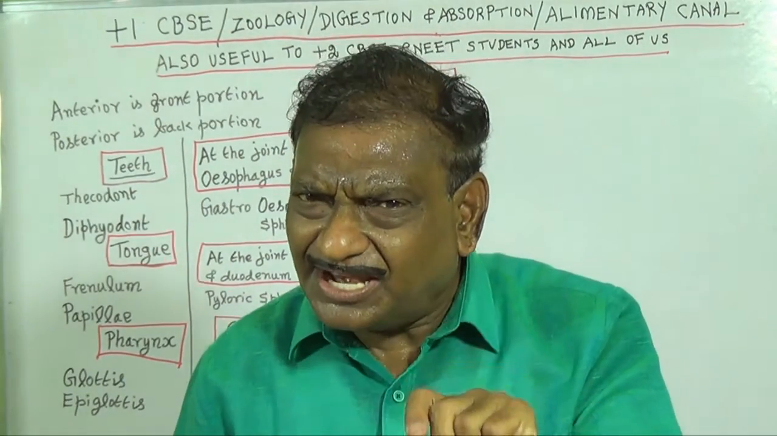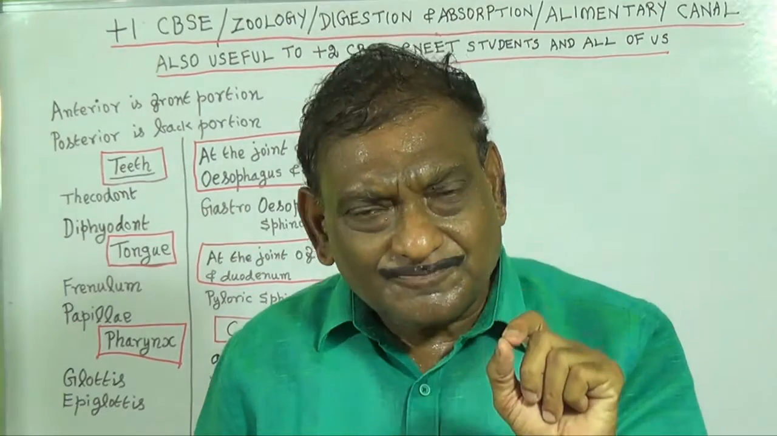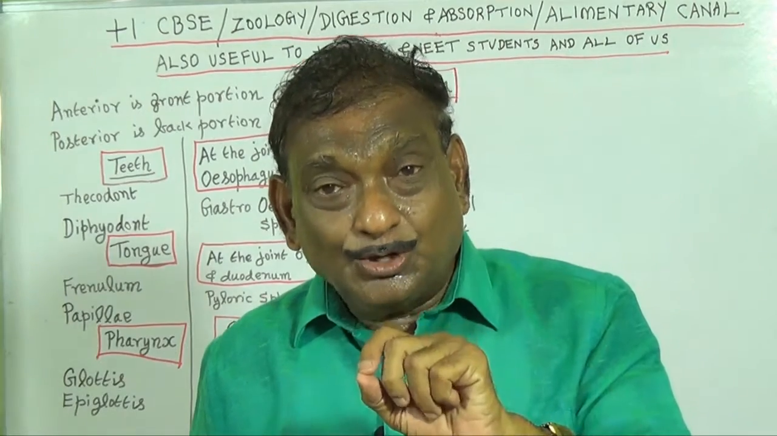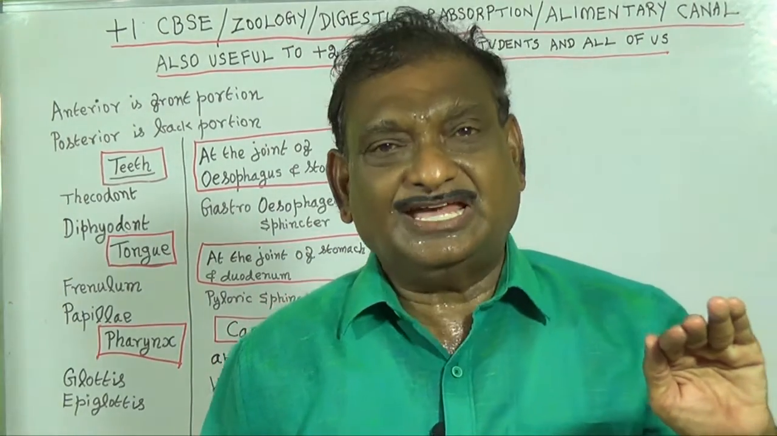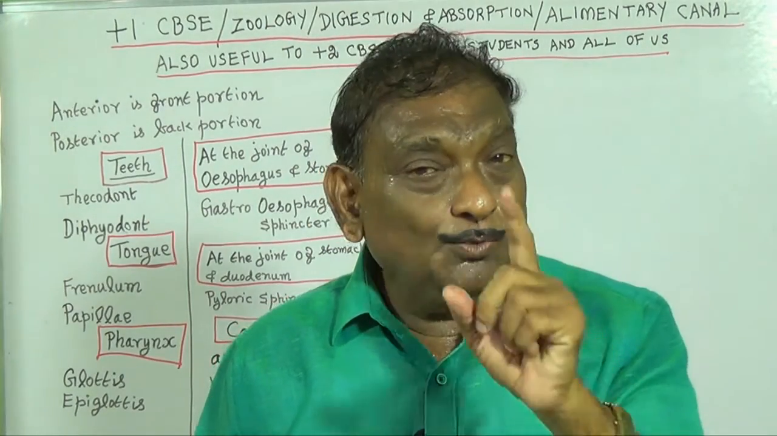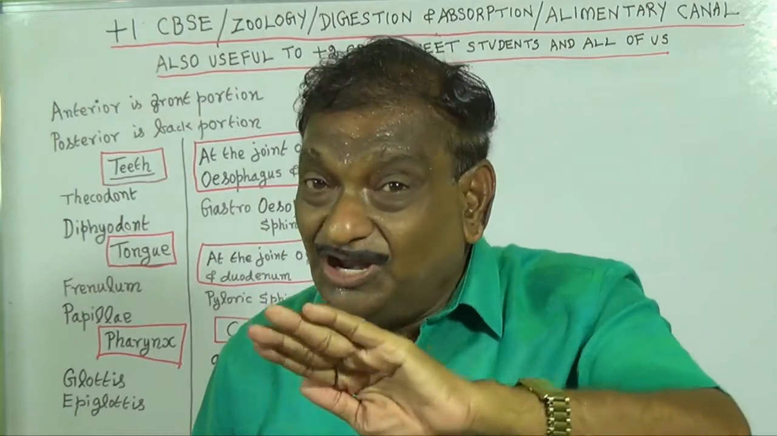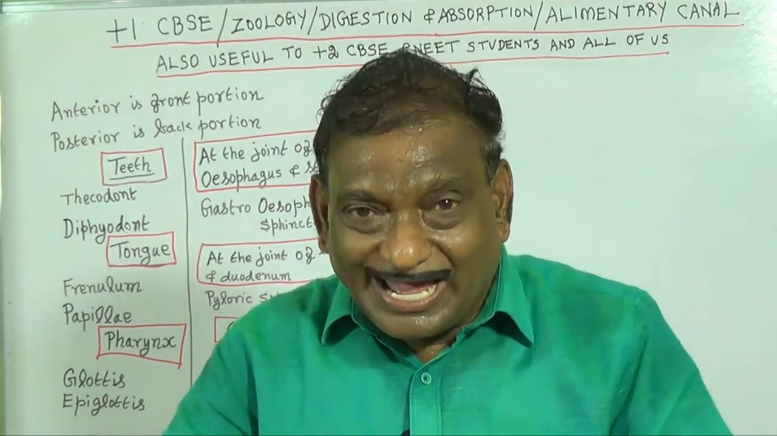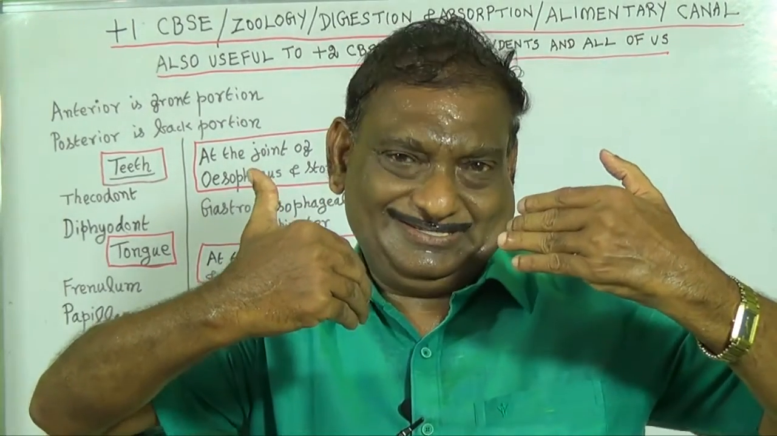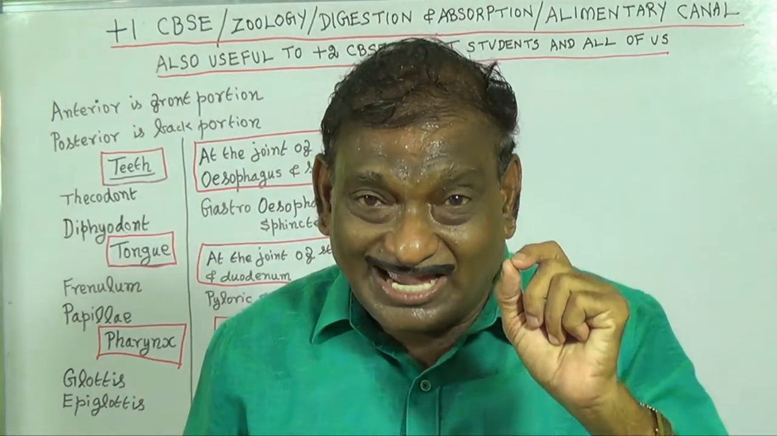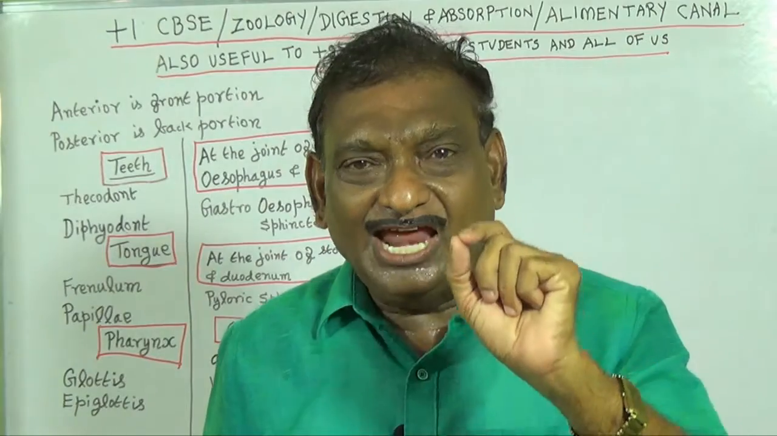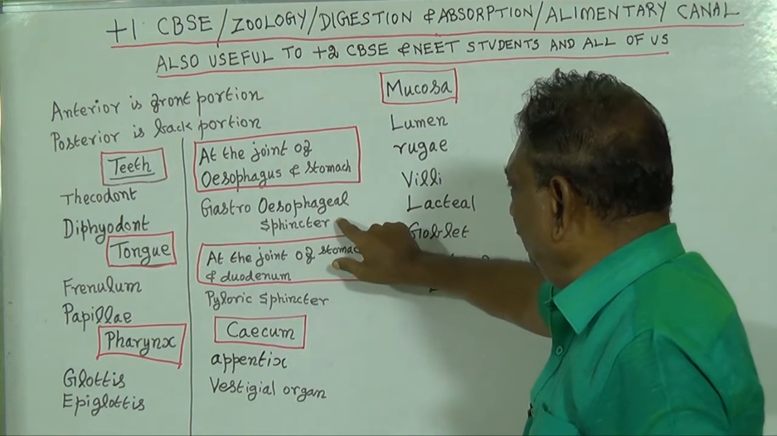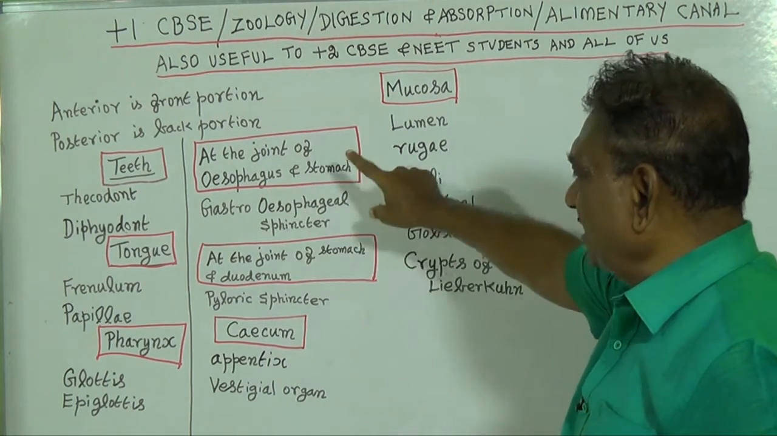What is sphincter? This sphincter is a valve. What is the function of the valve? The function of the valve is to allow the flow of substances, including liquid, in only one direction. It will prevent the backflow so that the food cannot enter from the stomach to the esophagus. This sphincter is called as gastroesophageal sphincter. Gastroesophageal sphincter is located at the joint of esophagus and the stomach.